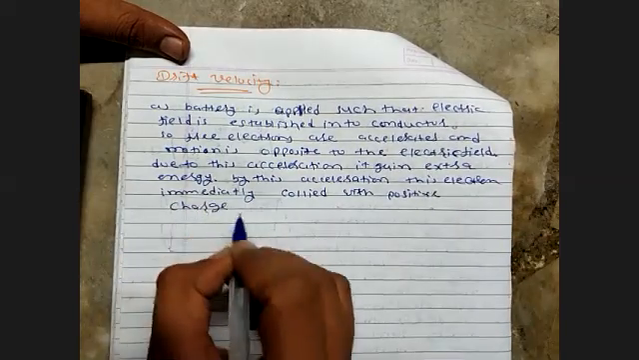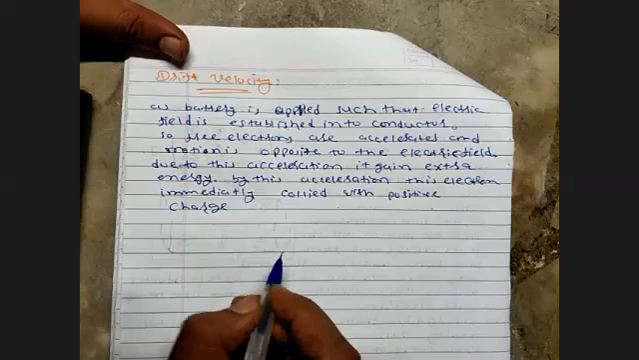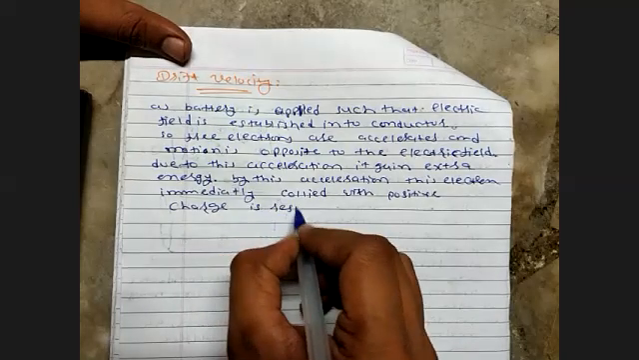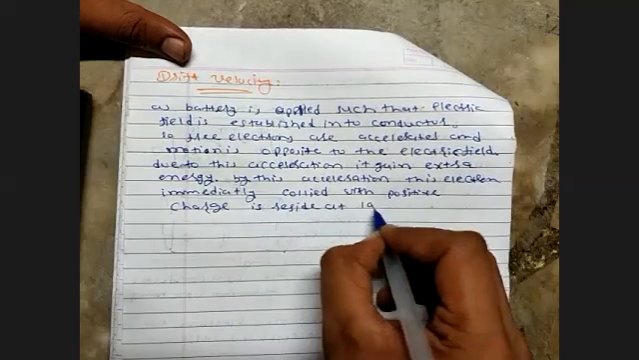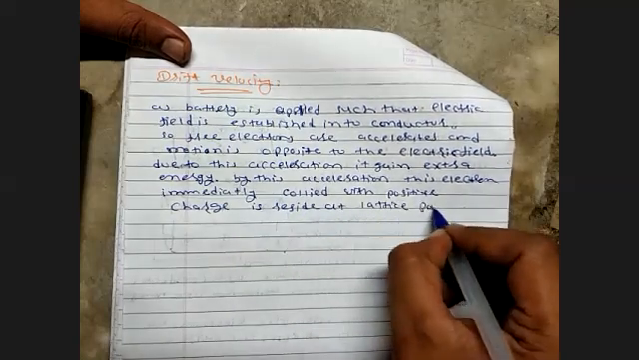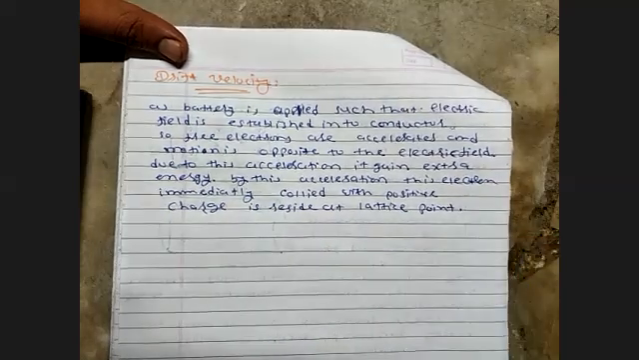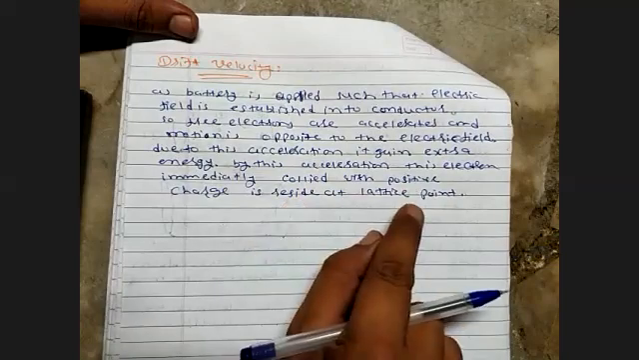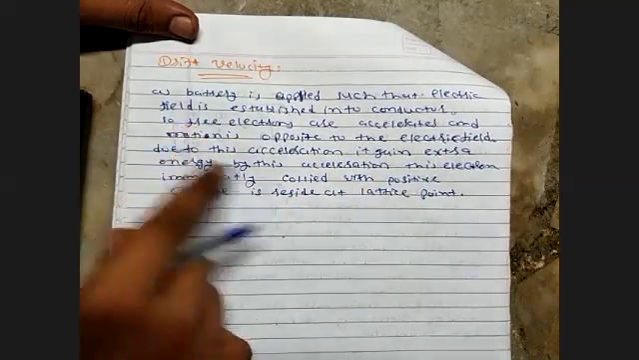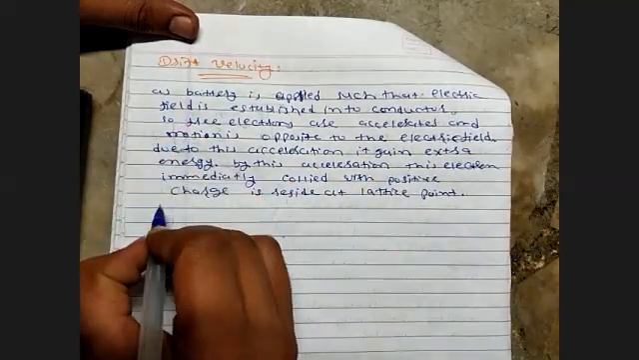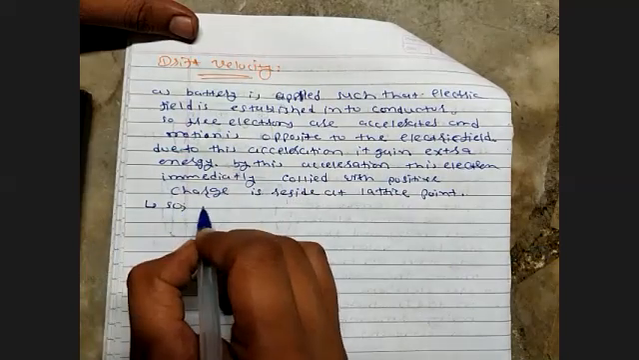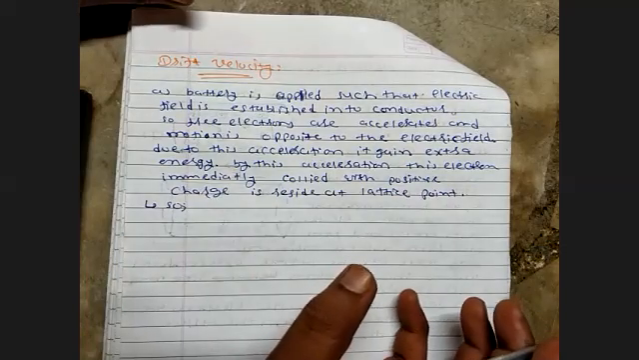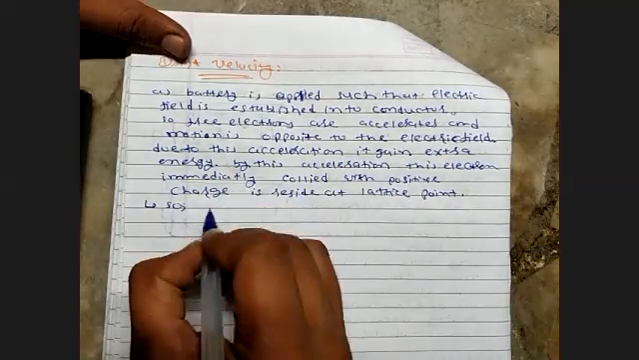Immediately collide with positive charge. What to understand? The positive charge resides at the lattice point, and this free electron immediately collides with it. So what happened? That electron loses its energy.